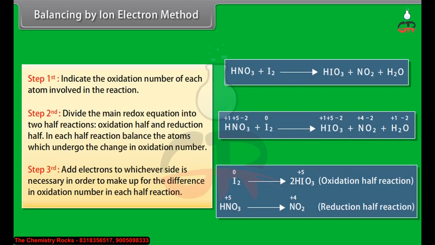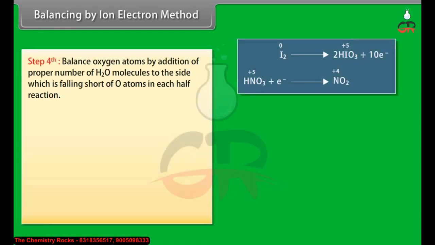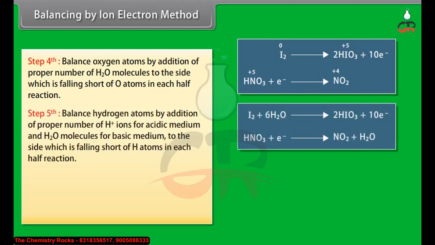Step fourth. Balance oxygen atoms by addition of the proper number of H2O molecules to the side which is falling short of O atoms in each half reaction. Step fifth. Balance hydrogen atoms by addition of the proper number of H+ ions for acidic medium and H2O molecules for basic medium to the side which is falling short of H atoms in each half reaction.